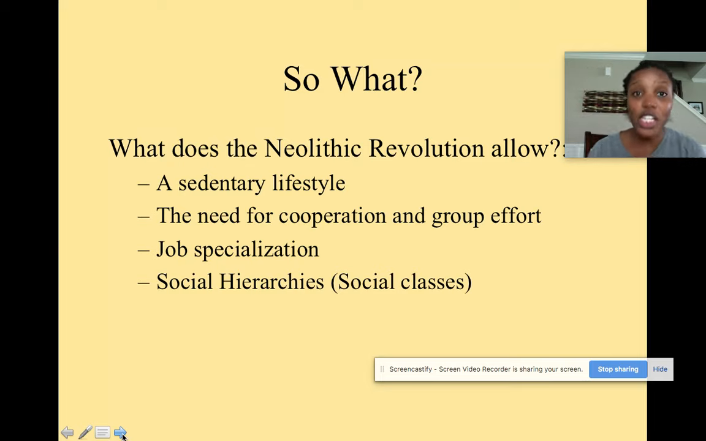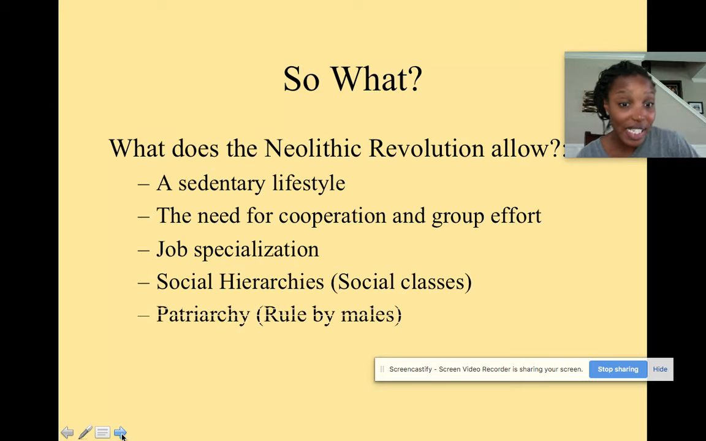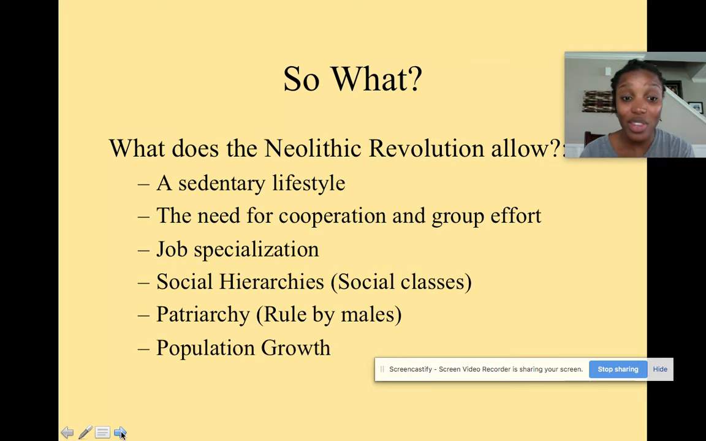Social hierarchies, so we get classes and the caste system. Again, we get patriarchy, which is predominantly male dominated, which they will be kind of over everything during that time. And obviously, like I said earlier, population growth. Due to the fact that you're not moving so much, you can grow your population.